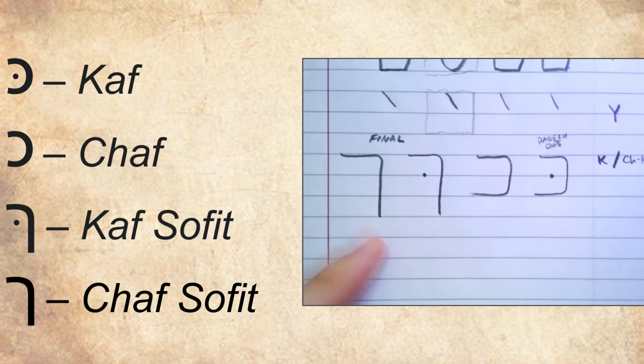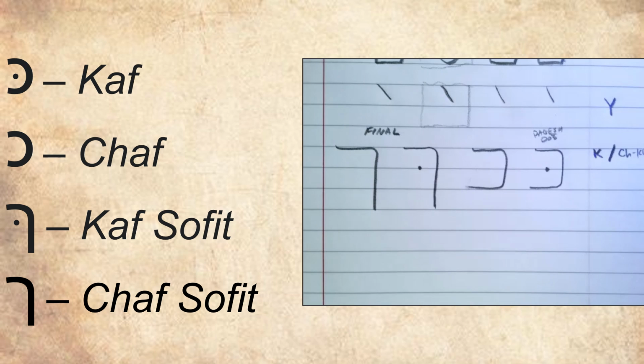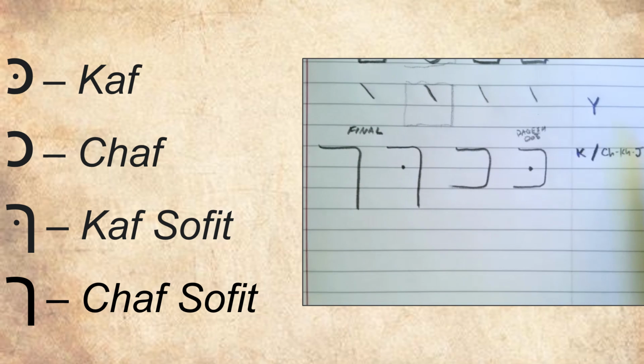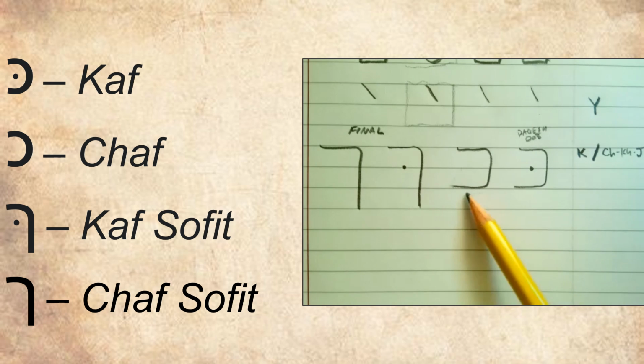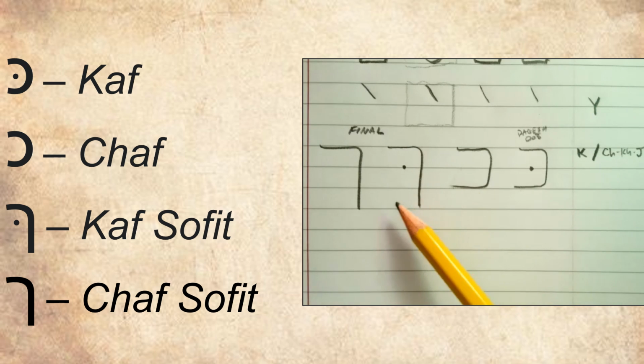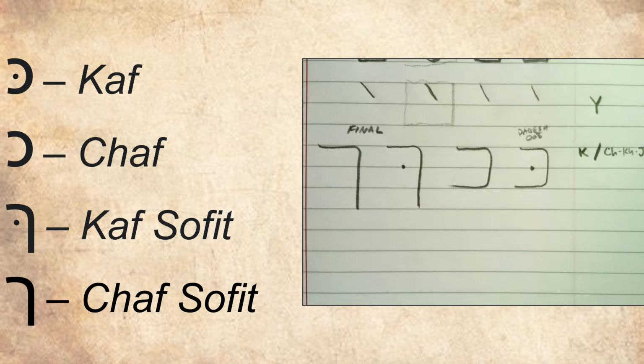It means that this form of the letter is only used when it is the final letter of a word. So if a word begins with the letter kaf, or if it just contains the letter kaf in the middle, kaf or chaf for that matter, it is written in its regular form, these standard basic forms. But if a word ends with the letter kaf or chaf, we use the sofit, meaning the final form of the letter.